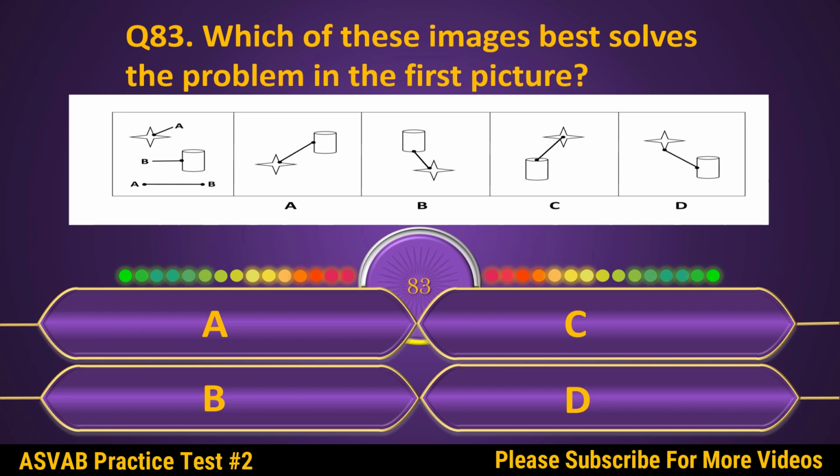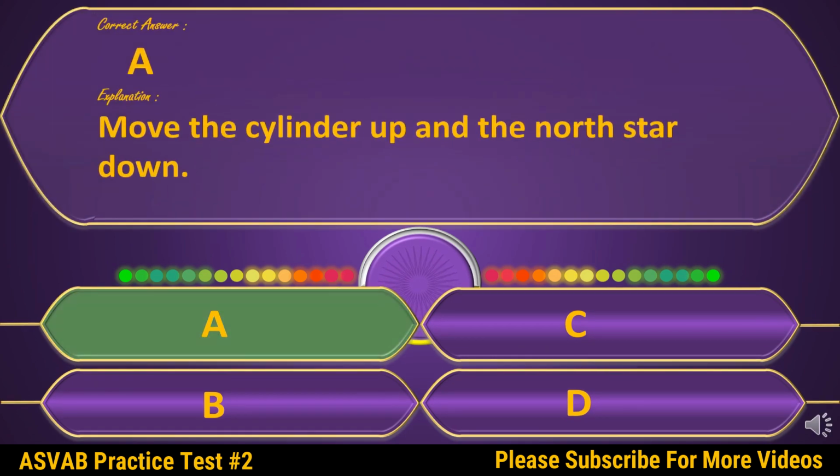Question number 83. Which of these images best solves the problem in the first picture? And the options are A, B, C, or the option D. And the correct answer is option A. Move the cylinder up and the North Star down.